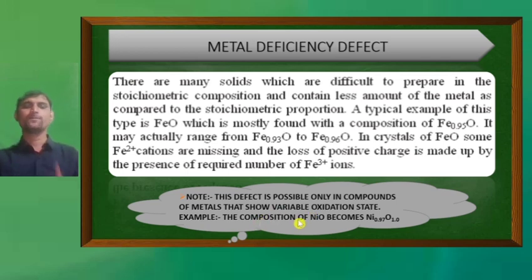For example, the composition of NiO becomes Ni0.97O1. So this is a very important example. FeO and NiO both show a metal deficiency defect. In the first case, Fe2+ is replaced by Fe3+ ions, and in the second case, in the NiO example, it is also the same: Ni2+ is replaced by Ni3+ cations. So both show the metal deficiency defect.